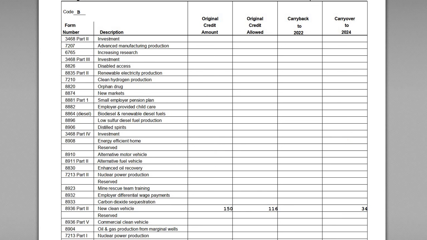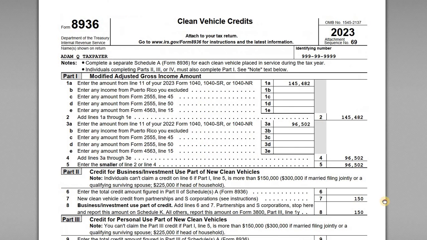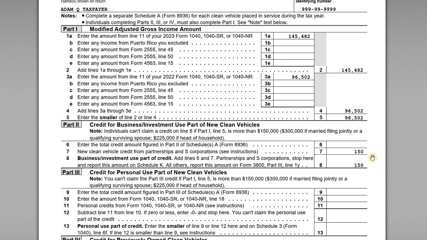All right, so ultimately, when everything is said and done, right, so we've got Schedule 3 for $116. That's reported up here, line 20. Amount from Schedule 3, line 8, $116. So our total taxes of $24,969 are reduced by the $116, and that gives us this net total tax liability of $24,853. So when everything is said and done, looking at that 8936 form, Adam got allocated $150 of credit. He was able to use $116 in the current year because of the passive activity limitation. And so the remaining $34 just gets rolled forward to next year, and hopefully he can use it next year.